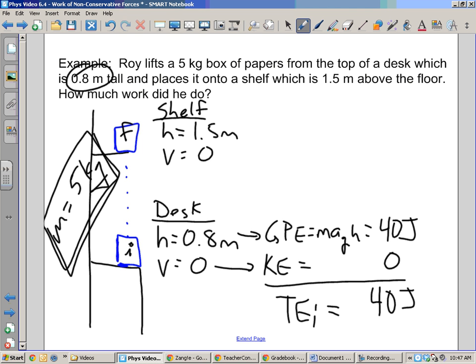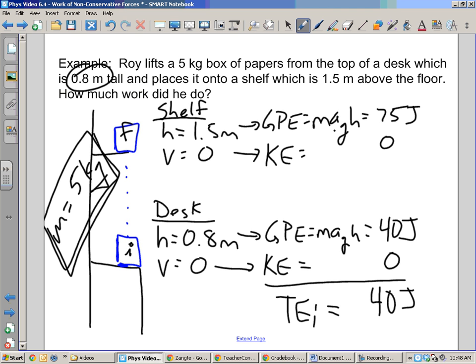Okay? Now he lifts it up. So we're going to go through the same process again to find our total energy final. So GPE is mass times acceleration of gravity times height. So the mass is 5 kilograms, times 10 is 50, times 1.5 is 75 joules. The box, once again, is not moving, so the kinetic energy is going to be 0.